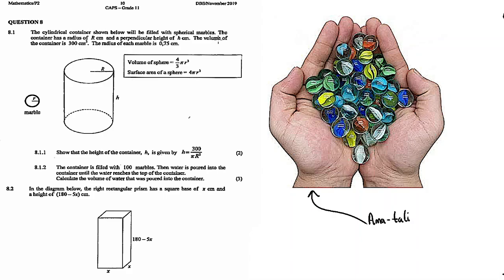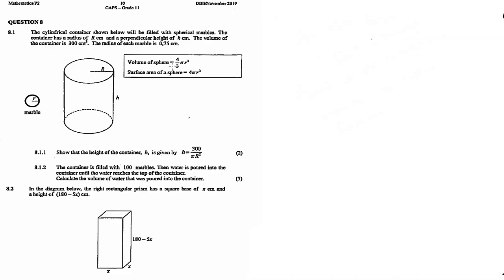Now they continue and say the container has a radius of r centimeters and a perpendicular height of h centimeters. The volume of the container is 300 cubic centimeters. The radius of each marble is 0.75 centimeters. So each marble has a radius, and the capacity of this container is 300 cubic centimeters. They also gave us the formulas for the sphere, the surface area of the sphere and the volume of the sphere.